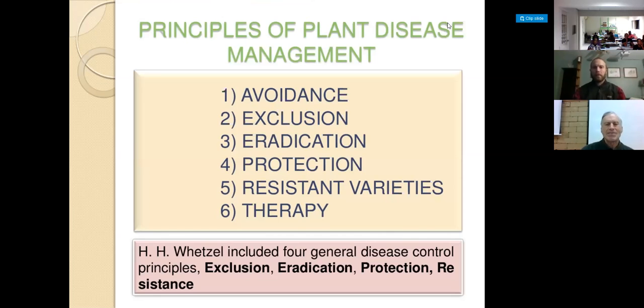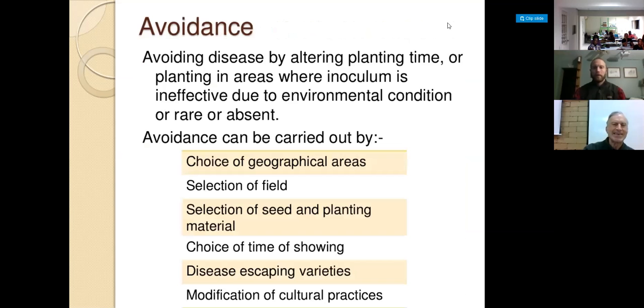So here are six principles of disease management: avoidance, exclusion, eradication, protection, resistant varieties, and therapy. We'll look at all of these. Avoidance is avoiding disease, preventing disease, for example by altering the planting time or planting in an area where there's no disease inoculum, someplace where the environmental conditions are not present.